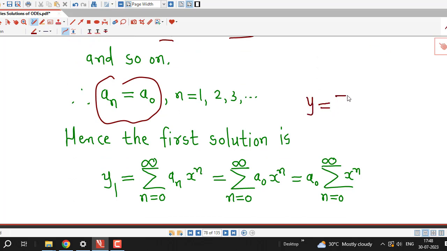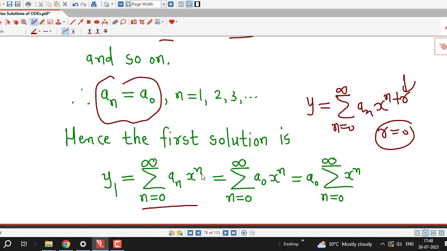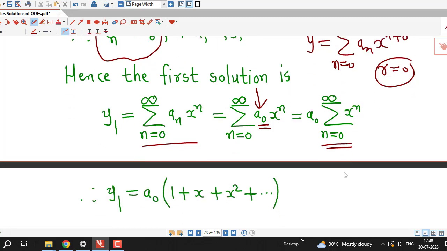Our series solution is sigma. This we have assumed. This is the form of Frobenius series solution. Sigma a(n) x raised to n plus r, and the value of r is 0. If I take r equal to 0, I will have sigma a(n) x raised to n, and a(n) is a0 for every n. Therefore we have a0 x raised to n. a0 is independent of n, so we can take it outside the summation, and we have a0 sigma x raised to n, n equal to 0 to infinity.